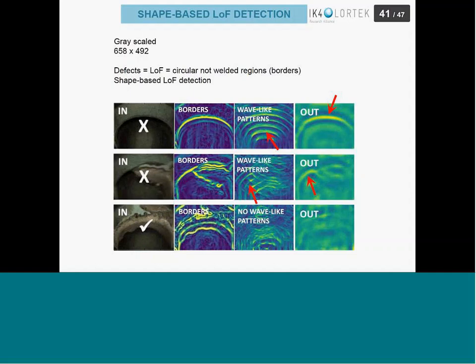In the figure of this slide, each row corresponds to a different image associated with different inspected regions. In columns, the output of the different steps of the algorithm is shown. First, the borders of the input images are determined. Then, wave-like patterns are obtained nearby circular boundaries, and finally, these wave-like patterns are used to highlight circular shaped boundaries observed in defective parts. Thus, are this one and this one.